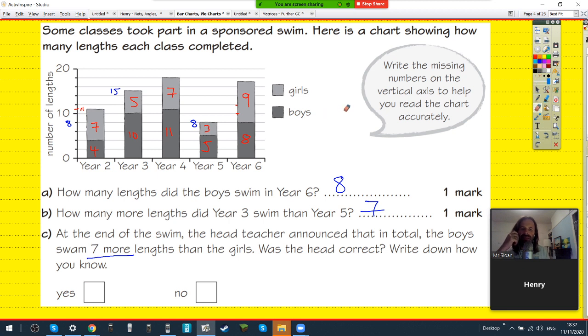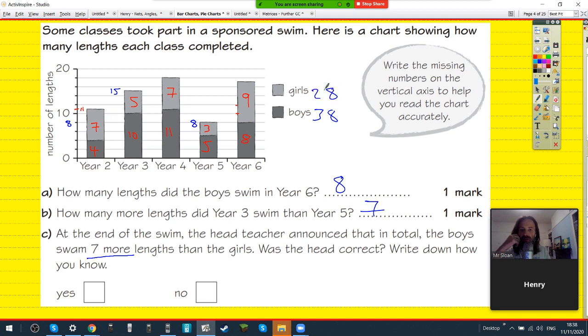Hold on a second. So the boys have 38. The boys were the darker one. That one is 28, I believe. Or is that one 38? Sorry. So 10, 21, 30. Yeah, so boys are 38 and girls are 28.